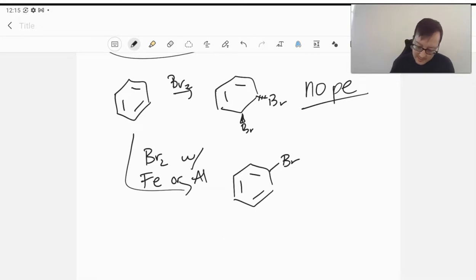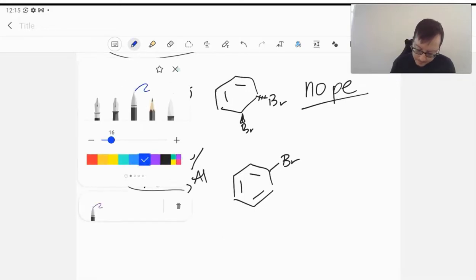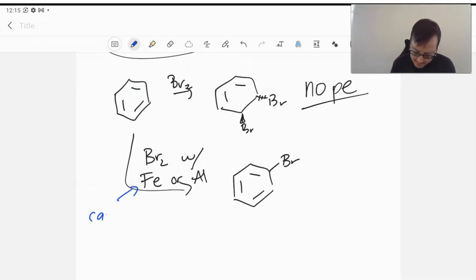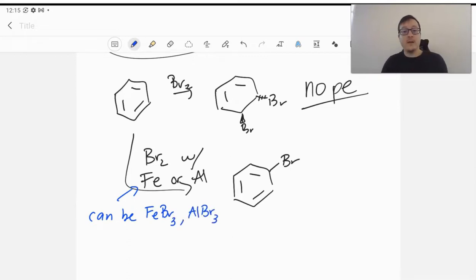And we're going to see that this iron or aluminum can come as the metals themselves, or more commonly, you'll see the various 3+ salts of those ions. And these are going to be acting as catalysts. So we don't need a stoichiometric amount of them. They're just there to facilitate the reaction happening.